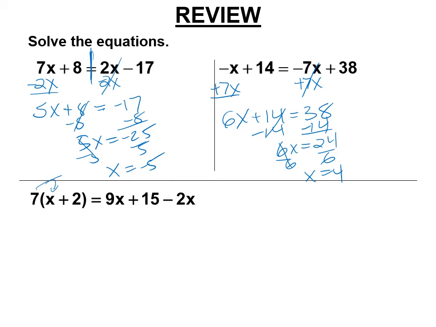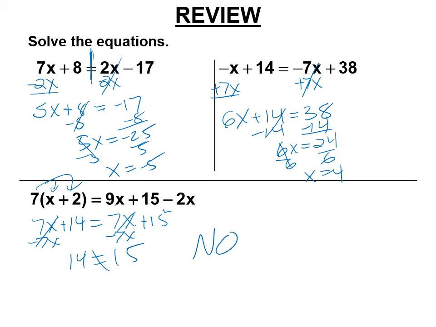Okay, so we're always going to go for getting rid of the parentheses first. You can combine these at the same time. 9x minus 2x is 7x. 7x, uh-oh, I got the same amount of x's on both sides. And I got this wacky equation that says 14 equals 15. What does that mean? So what is the solution when you solve it? There is none. There is no solution.